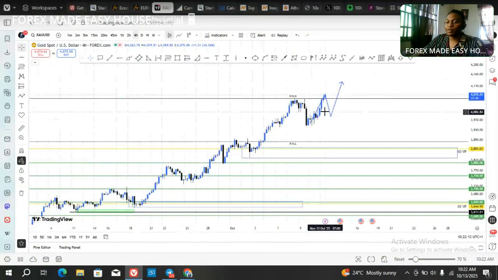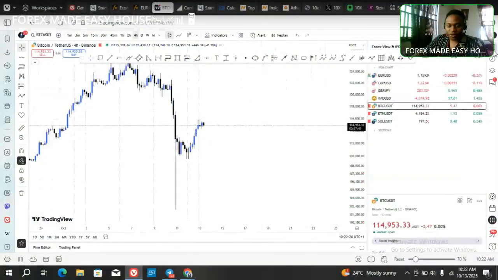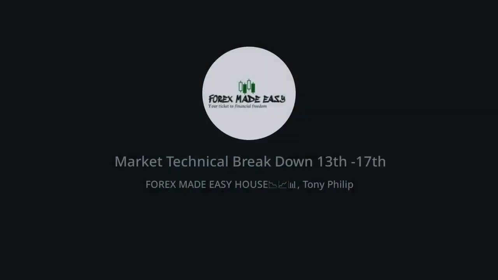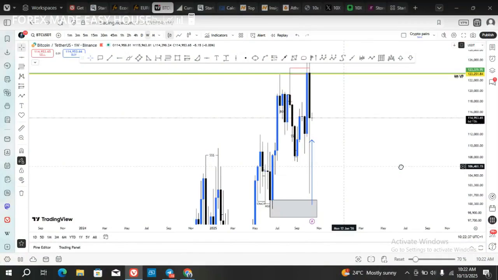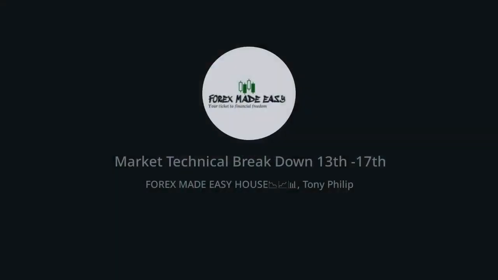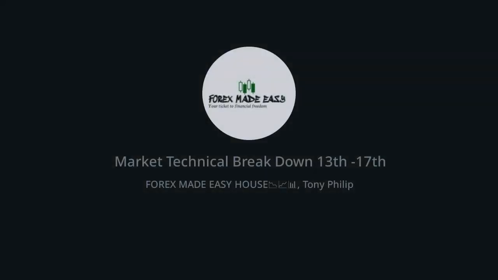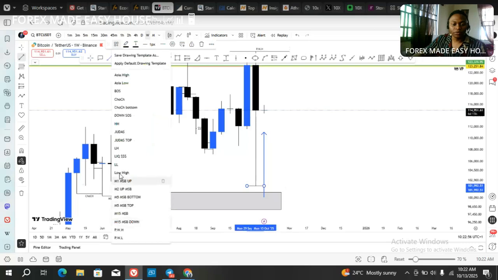So the next on the list is Bitcoin. Everyone knows that Bitcoin fell to about $102,000 last week, was that Friday? Yeah, Friday evening, 9 p.m. So for Bitcoin, let's analyze this. Let's go to the weekly chart. So we spotted the previous week high. This is the previous week high and the previous low. This is the previous week low over here.